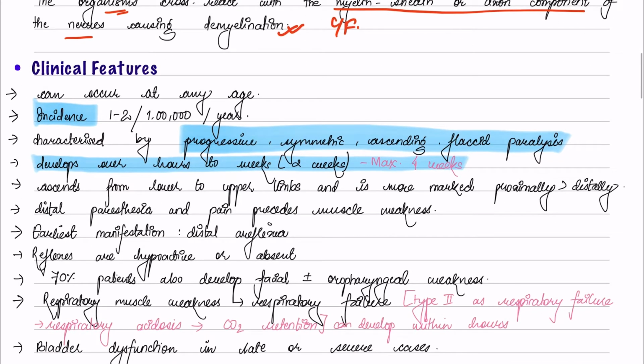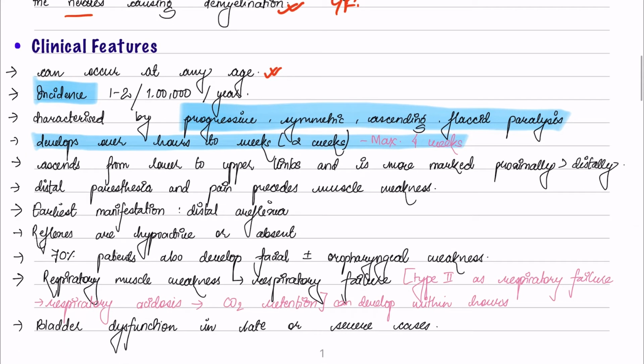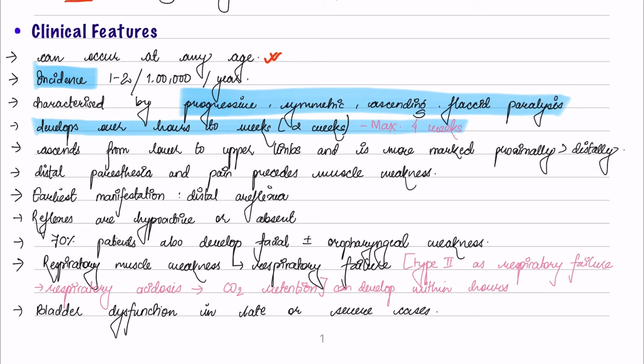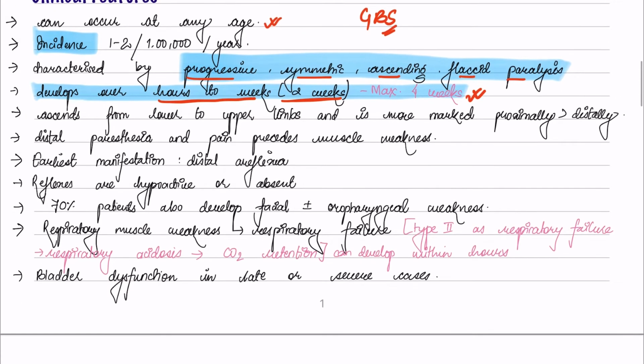Talking about the clinical features, it can occur at any age, including the pediatric population, and the incidence of the disease is 1 to 2 per 1 lakh population per year. The most common characteristic feature of Guillain-Barré syndrome is progressive symmetric ascending flaccid paralysis, which develops over hours to weeks, up to 2 weeks, or at maximum up to 4 weeks. The paralysis ascends from the lower to the upper limbs and is more marked proximally than distally.